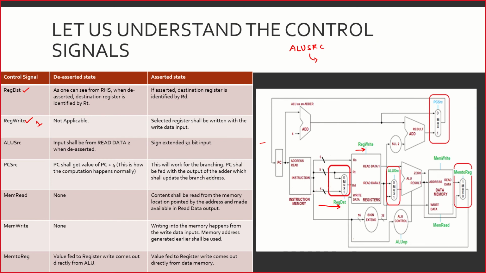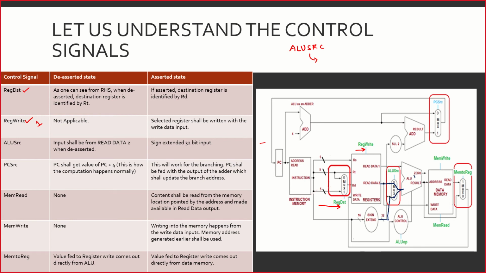Right, I have changed it now. Now it should be better. Now see that if I am going to take it from the read data 2, I mean from the register, I will go with the deassertion state. If I am going to take it as the sign extended offset input, I will go via 1.